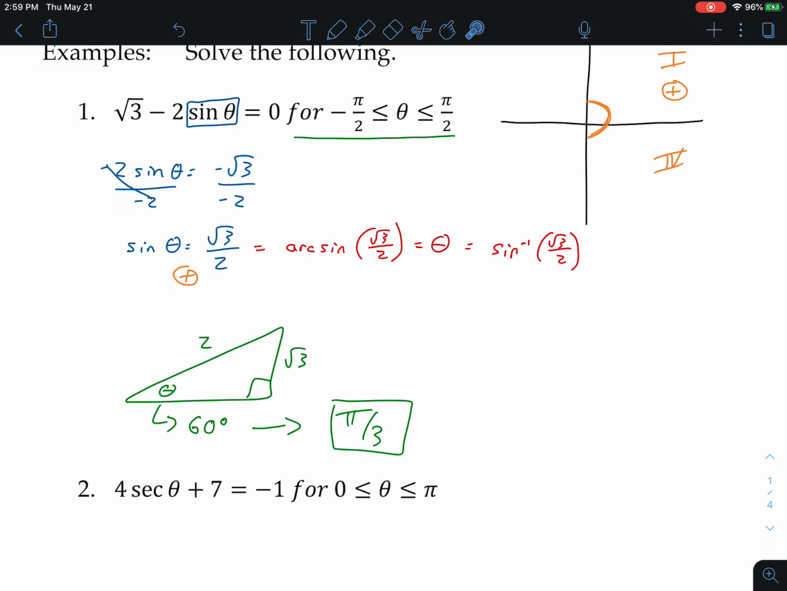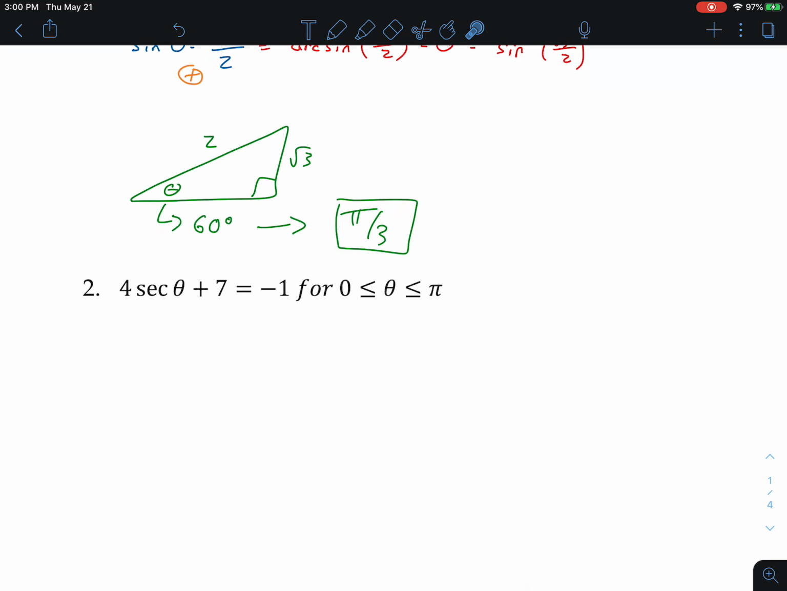If I were negative, I'd be down here. This is positive, so I would normally say I could also be in quadrant 2, but that's not in my range, so I can't be in quadrant 2. I can only be in quadrant 1. Okay, do the next one.